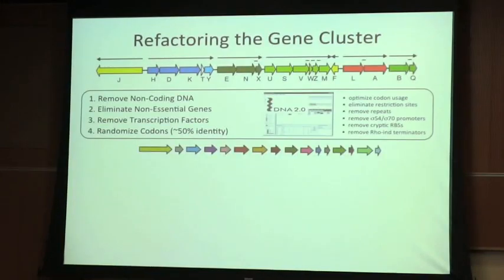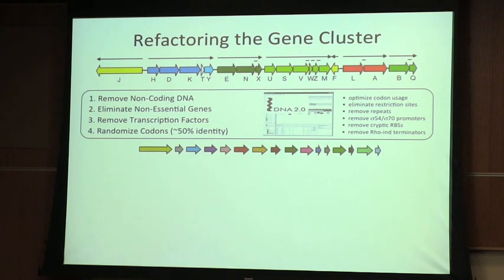And so what we do, and we mostly do this on the computer, is we go in and we have a gene cluster, and we start out by getting rid of all of the non-coding DNA. So anything that's not an open reading frame gets thrown out. We then take the open reading frames and we go through a process that we call codon randomization. And this is where we try to select codons that encode the same amino acid sequence, but produce a DNA sequence that's as far away as possible from the wild type sequence.